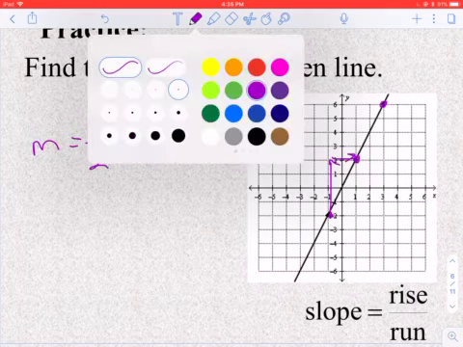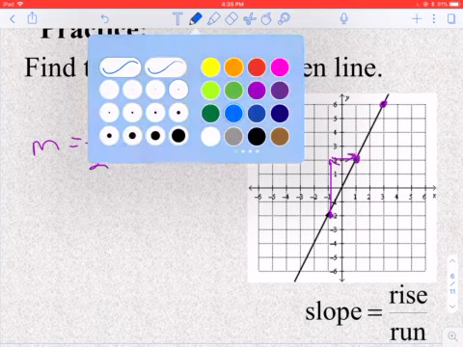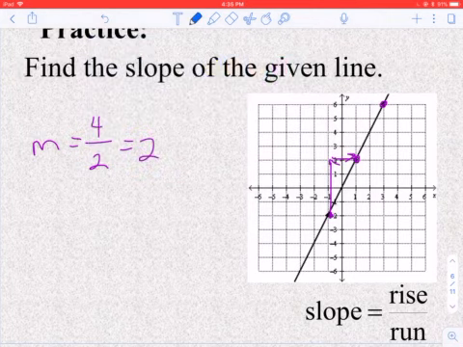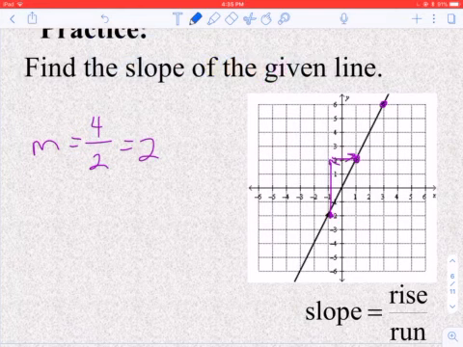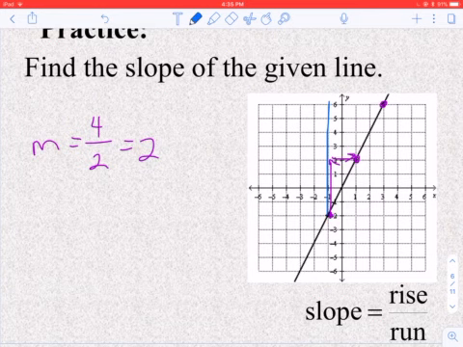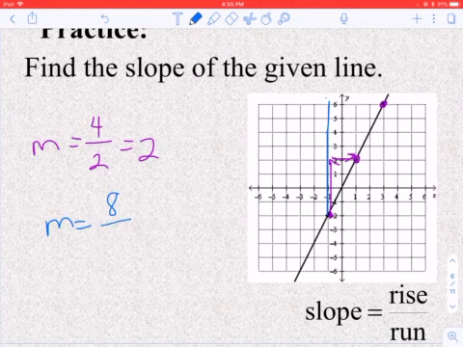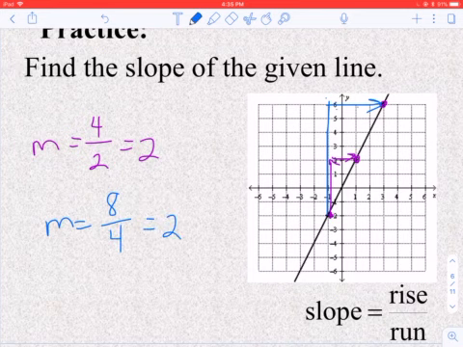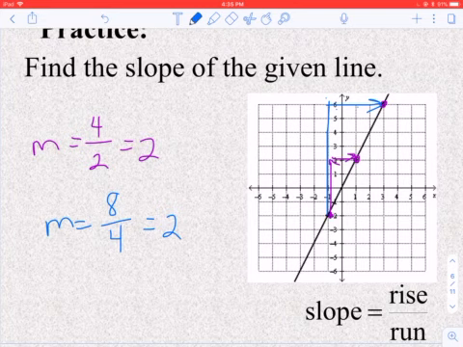Now, I could have also used the two other points, and I could have gone up to here. So I went up 1, 2, 3, 4, 5, 6, 7, 8. So my slope would have been 8 over, and I'd go over to the right 1, 2, 3, 4, 8 over 4, and it still gives me a slope of 2. So rise over run. Remember, you're either going to write the fraction as a whole number or write it as an improper fraction. Don't write it as a mixed number.